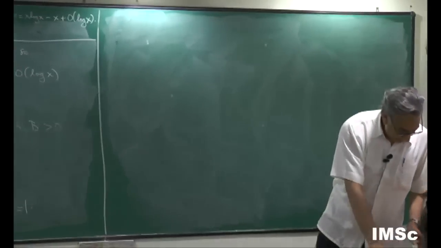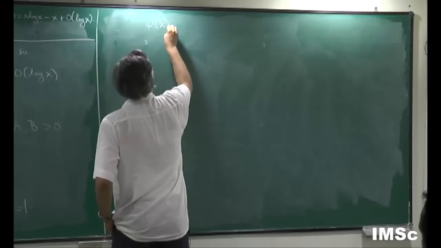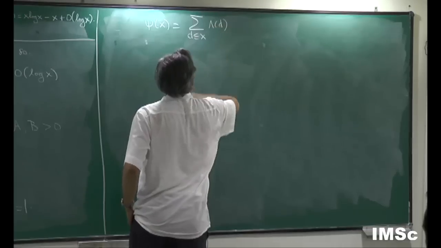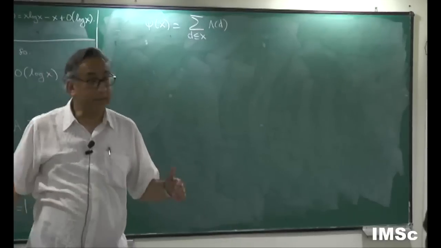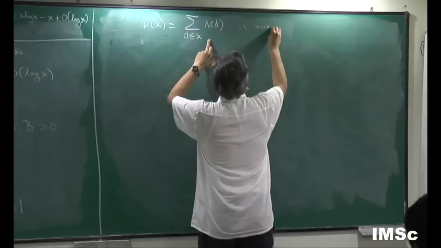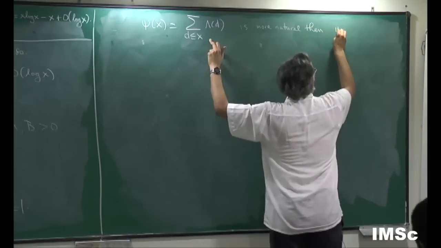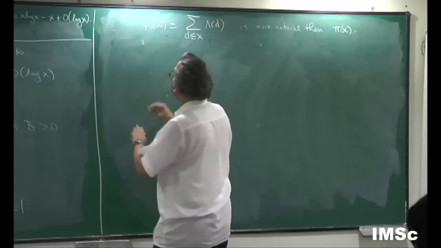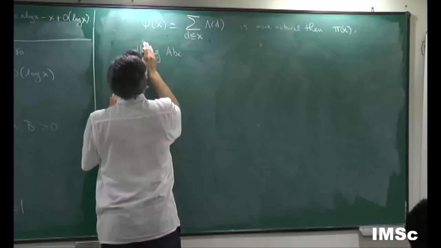So Chebyshev, in the early days of this whole question, recognized that psi of x, which is the sum over d less than x of lambda d, is an important function to study instead of the prime counting function. Pi of x is more natural. Then pi of x, which is the prime counting function. And I'm going to leave these as exercises now. Using Abel's lemma, one more thing before I do this.